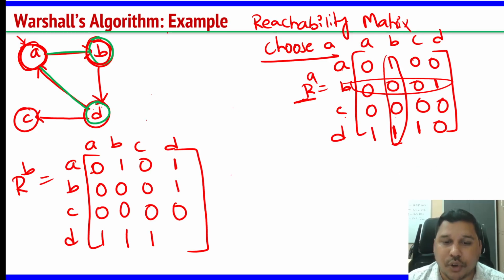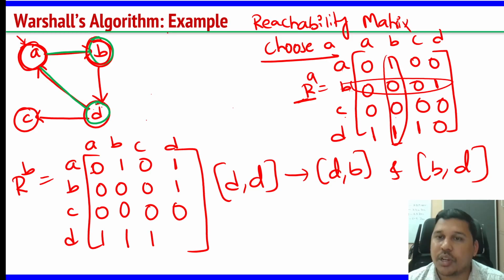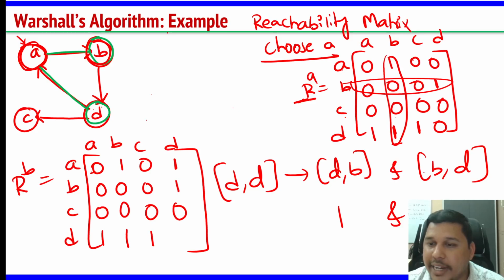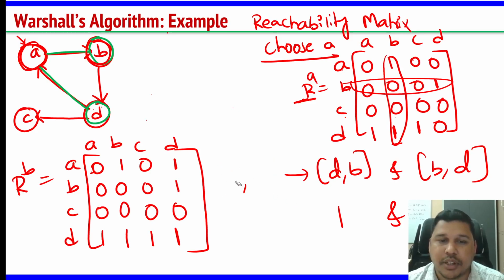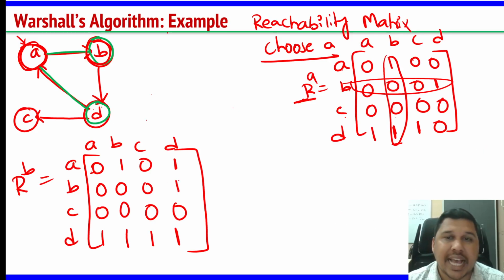Next, you have left over the D to D. Now from D to D, can we show a path using B? So it is D to B and B to D. Refer to this RA matrix. What is the D to B value? 1 and B to D value 1. Yes, I can reach, right? So we can reach from D to D using B. Okay, so this is what we got, using B as the intermediate.